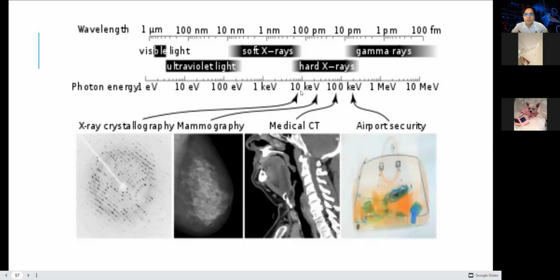The photon energy is in 10 to 100 kilo electron volts, okay? And it is actually in the middle of your ultraviolet rays and your gamma rays.